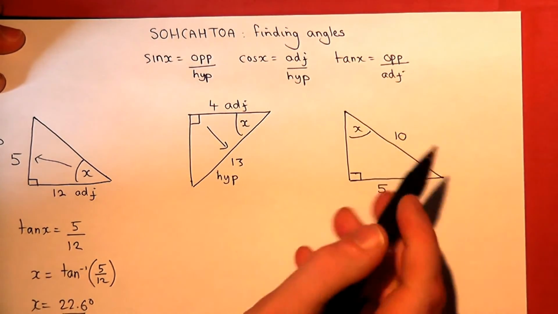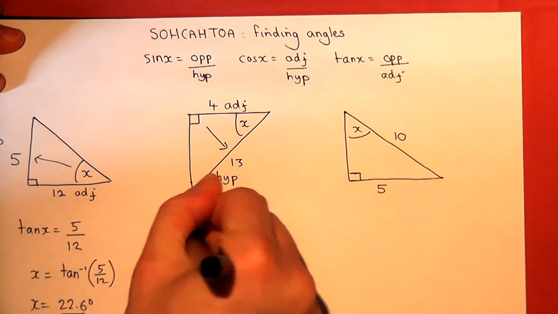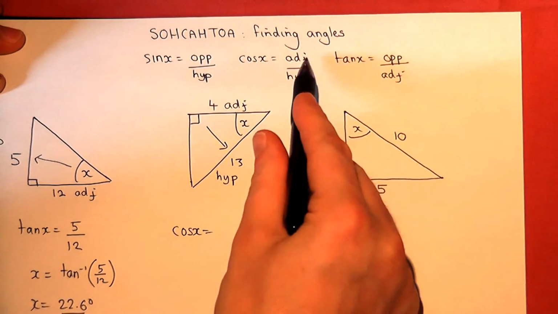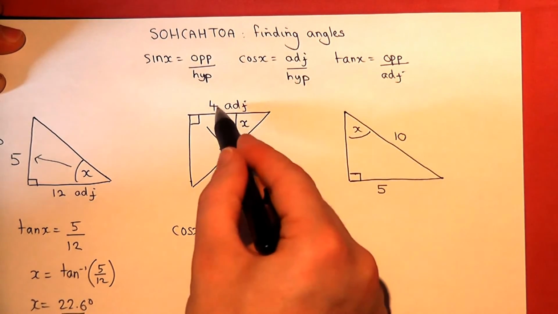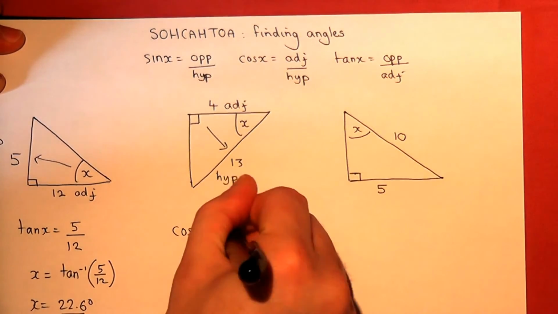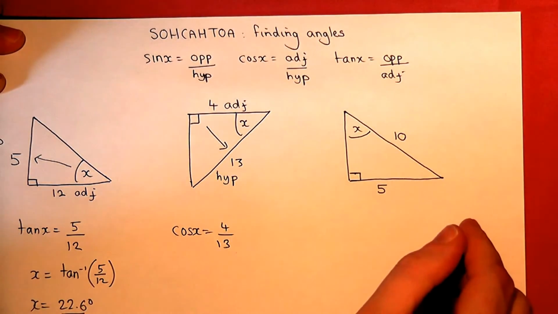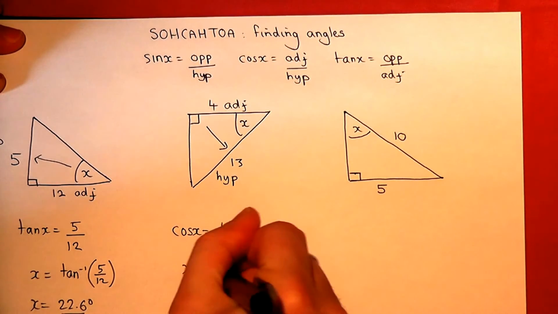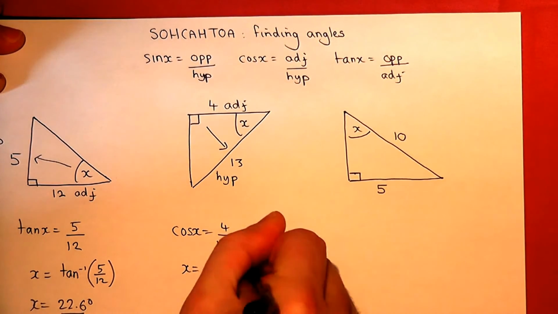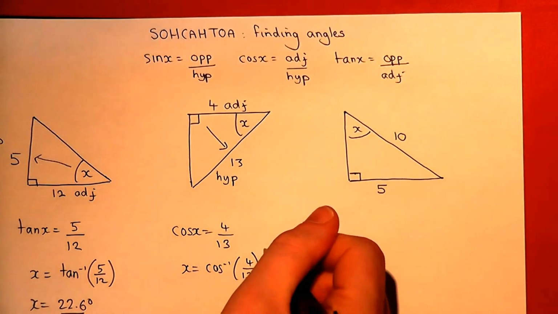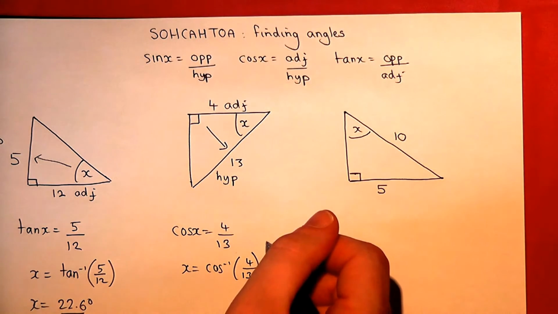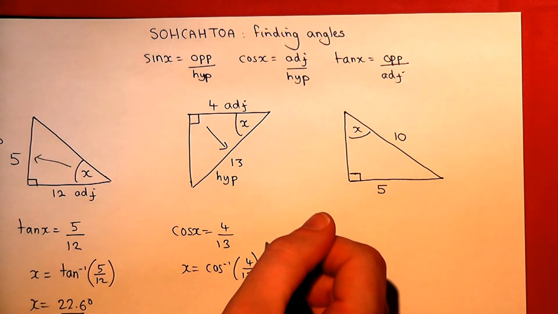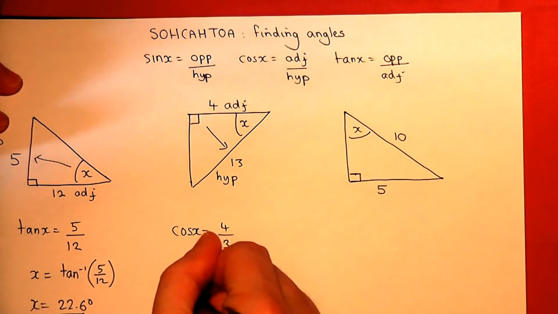It's the cos ratio. So cos of x is equal to adjacent over hypotenuse. Adjacent over hypotenuse. So 4/13. So to find x, we do the inverse cos of 4/13. So we put that into our calculator. Inverse cos of 4 divided by 13, and we get 72.1 degrees.